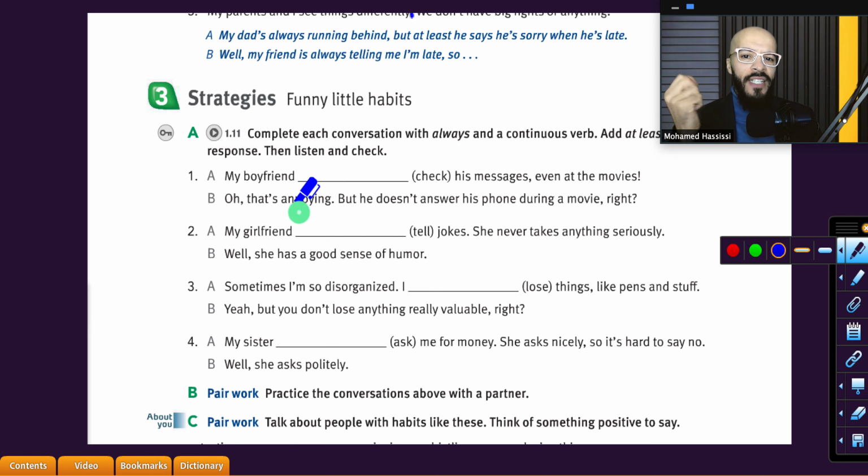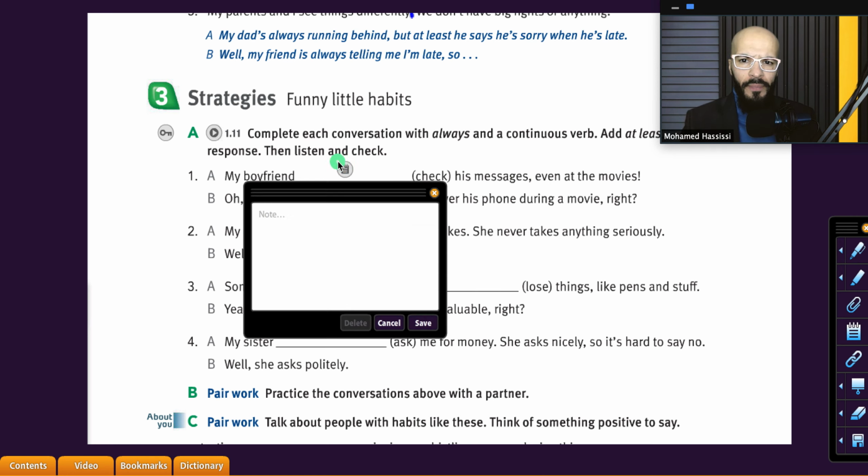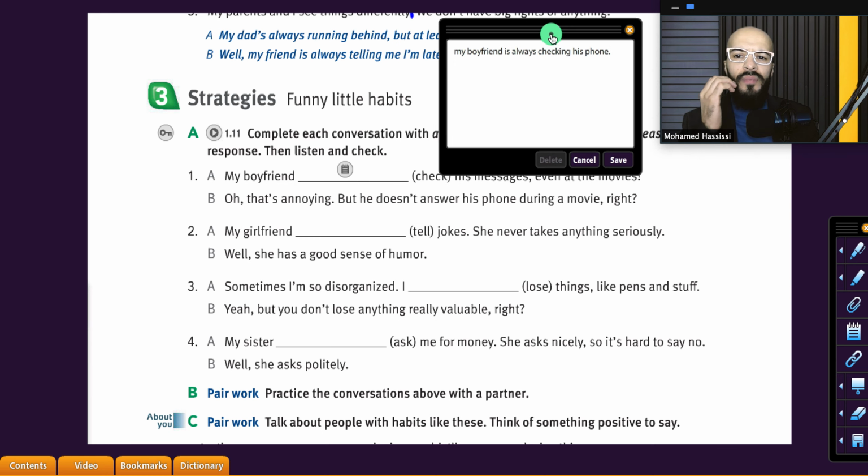My boyfriend is always checking his messages, even at the movies. Let me write it down. My boyfriend is always checking his phone, checking his messages, even at the movies. Oh, that's annoying. But at least he doesn't answer his phone during the movie, right? But at least. So pause the video, do the rest.